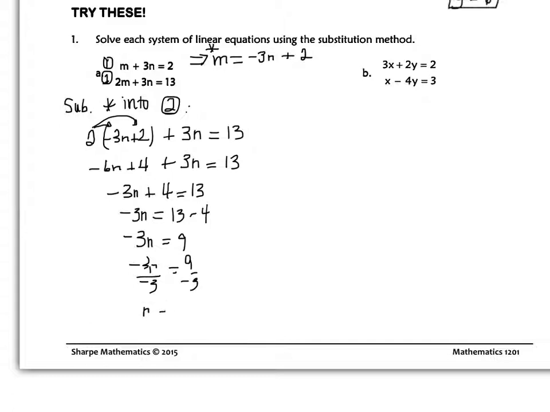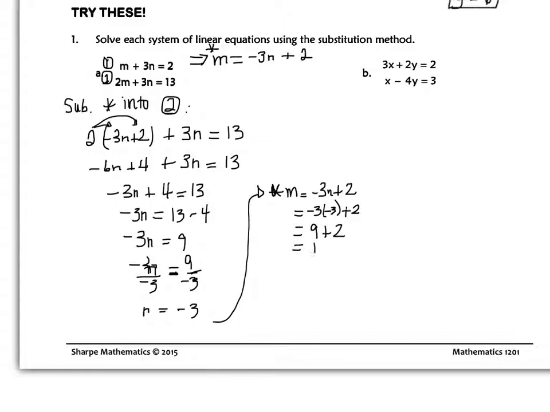you get n equals, it doesn't look much like a 3, does it? n equals positive 9 over negative 3, which is negative 3. And then we go back to our star equation. We know that m is negative 3 times n plus 2. We just found n to be negative 3. You plug that in, you get 9 plus 2, which is 11. So m is 11, and n is negative 3.